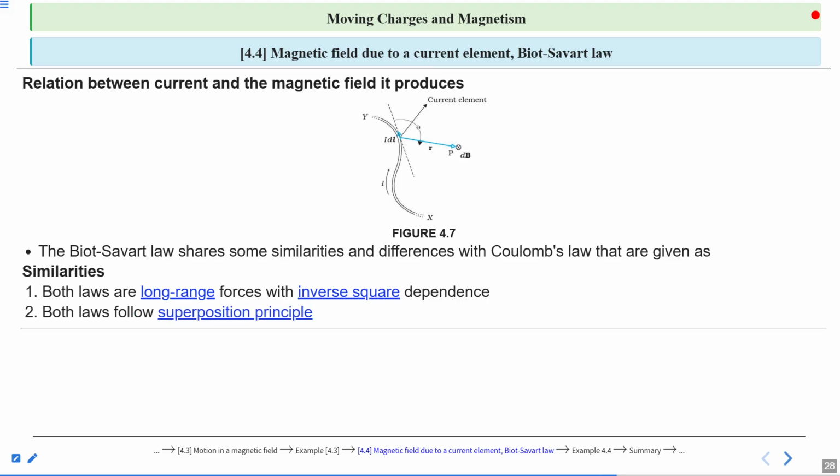Both laws follow the superposition principle. You know the superposition principle. What is the superposition principle? Electric field at any point can be represented as the vector sum of all the electric fields due to individual charges present around that point. And what is the superposition principle for magnetic field? Magnetic field at point P can be represented by the vector sum of all the magnetic fields produced by individual small elements dl. So both laws follow the superposition principle.